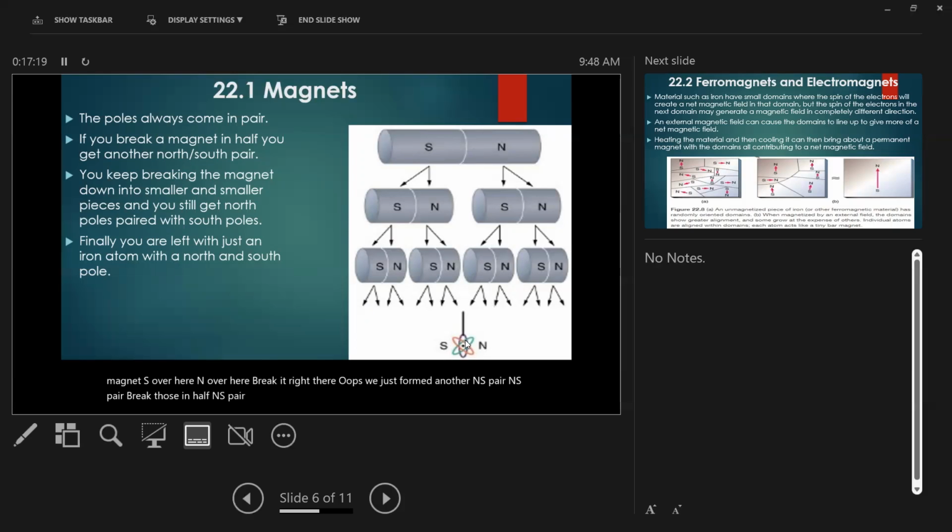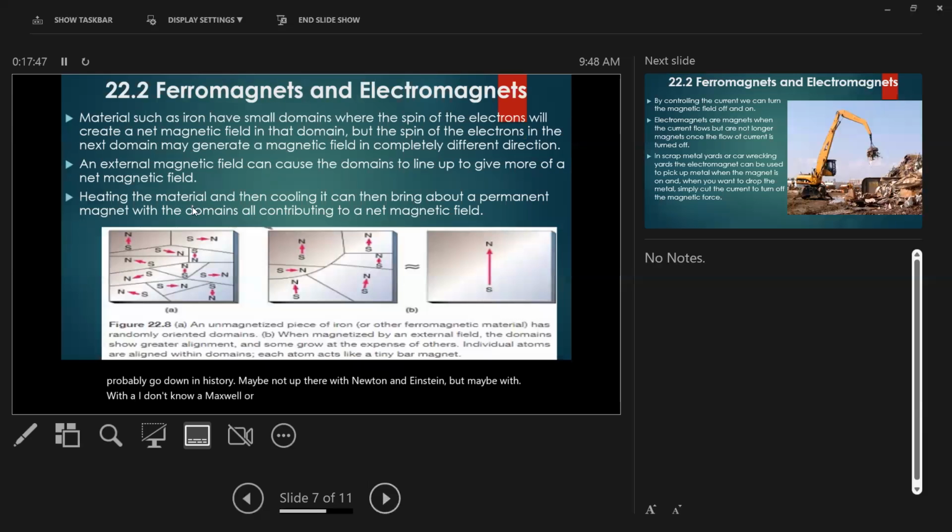We get all the way down to the atom, the nucleus. It also has a north and south pair. They've never been able to isolate a magnetic pole. They always come in pairs, okay? If someone was able to one day isolate a south all by itself or north all by itself, they'd be winning the Nobel Prize, and they'd probably go down in history. Maybe not up there with Newton and Einstein, but maybe with, I don't know, a Maxwell or someone like that.